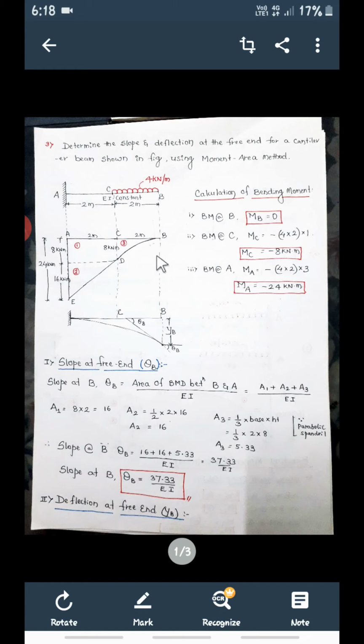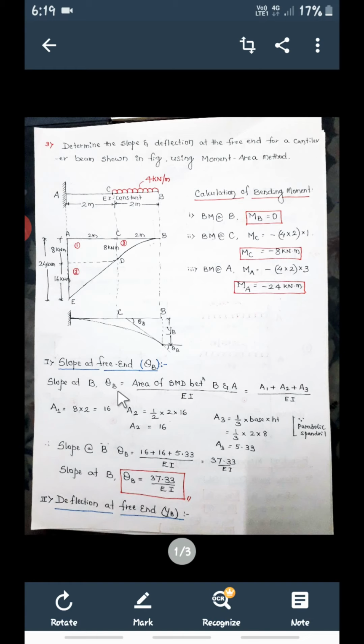Next we have to find the slope at B. Now see, slope at this point: what is the reference point? Where is the slope 0? Slope 0 will be at A. Slope at A will be 0, since it is a fixed end, there will be no rotation here. So slope at A is 0, and with reference to A we have to find the slope at B.